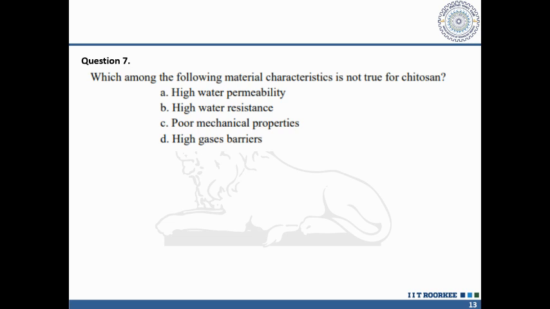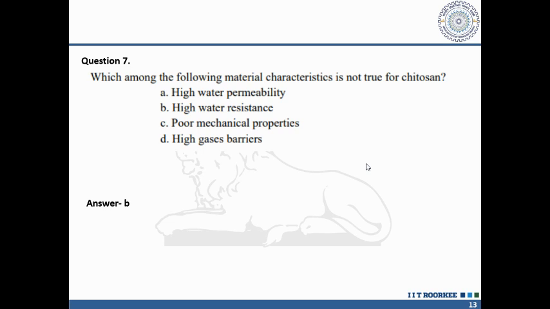Nancy Kumari is saying high gas barrier. Varuni, if you have any option, you can also give. So B, the high water resistance, will be the right option, given the options: high water permeability, high water resistance, poor mechanical properties, and high gas barrier.